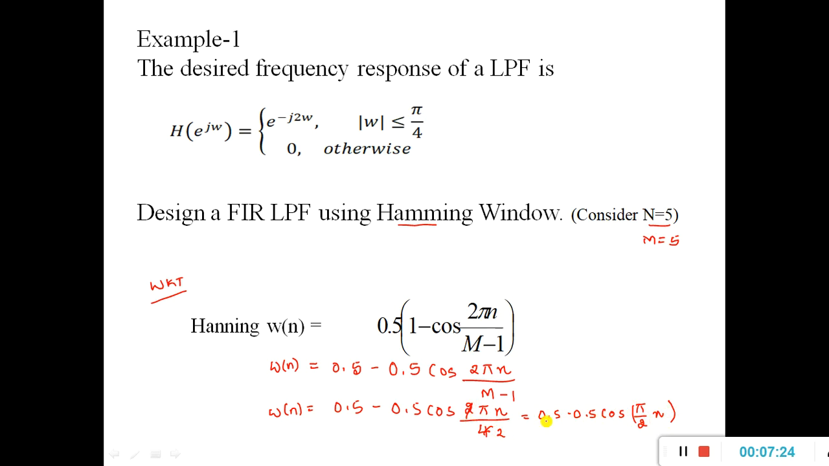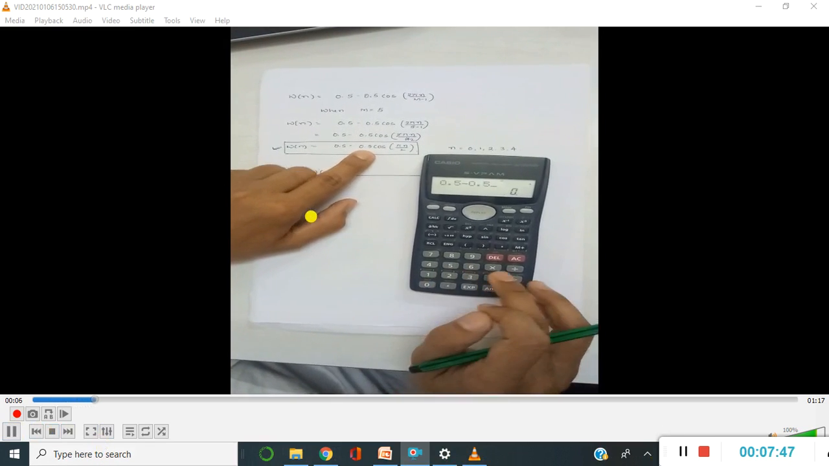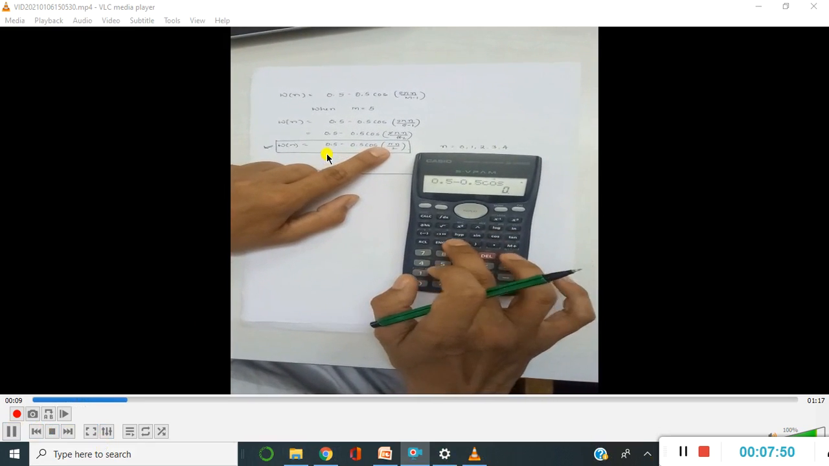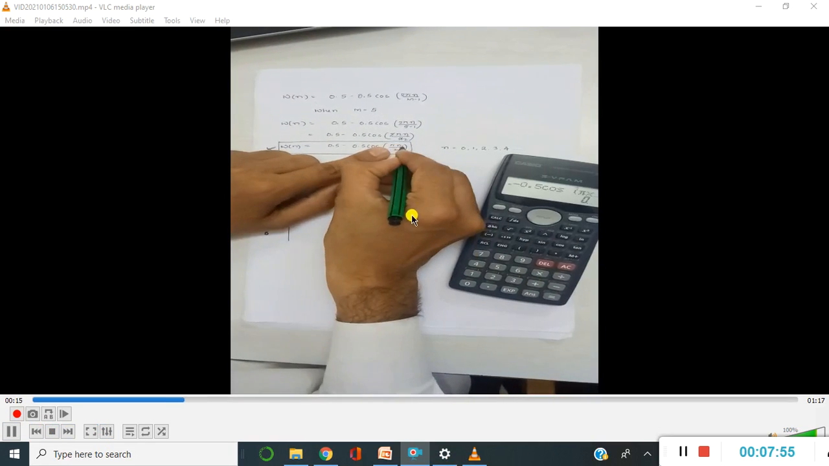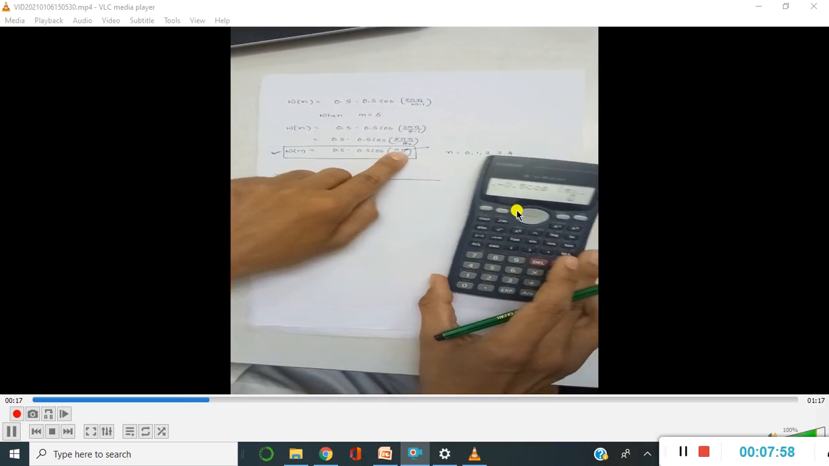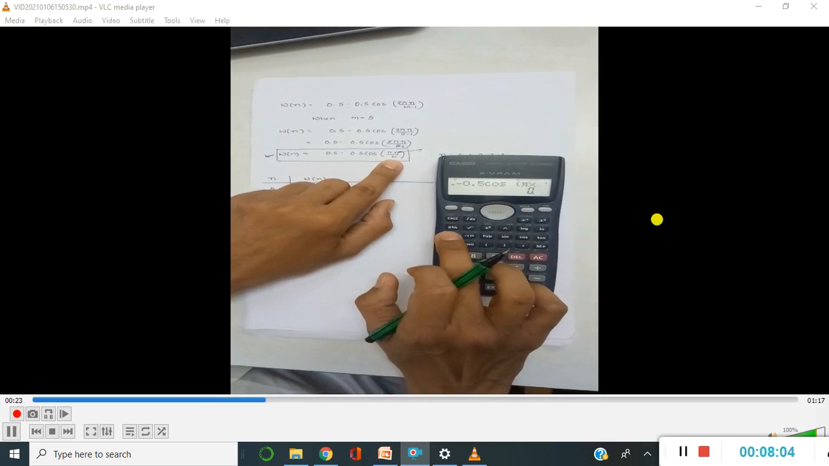So for m equal to 5, which means that n is equal to 0, 1, 2, 3, 4, I need to calculate the values of Wn. I'll show you how to calculate the values of Wn. This is a small calculation that we are performing. So I have Wn equal to 0.5 minus 0.5 cos n pi by 2. So I will put it in the calculator. So n I'll consider as alpha A in your calculator.